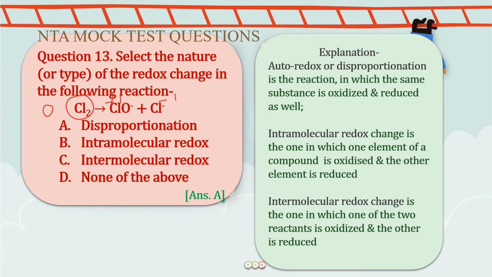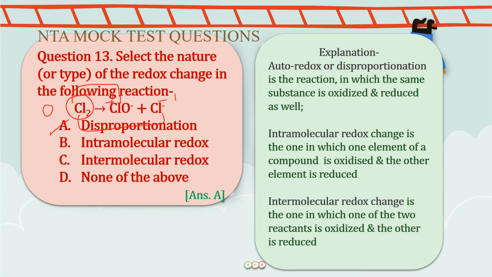All right. So here what is happening? Chlorine going into the +1 oxidation state is getting oxidized. It is going into the -1 oxidation state, it is getting reduced. So the same substance is getting oxidized as well as reduced. It is called a disproportionation reaction.